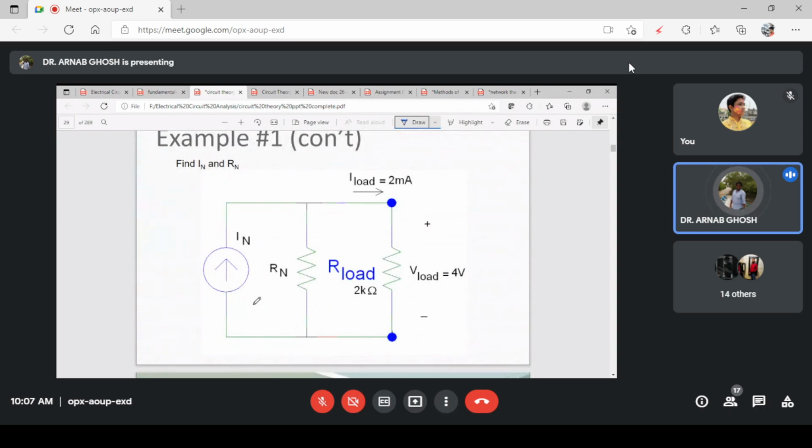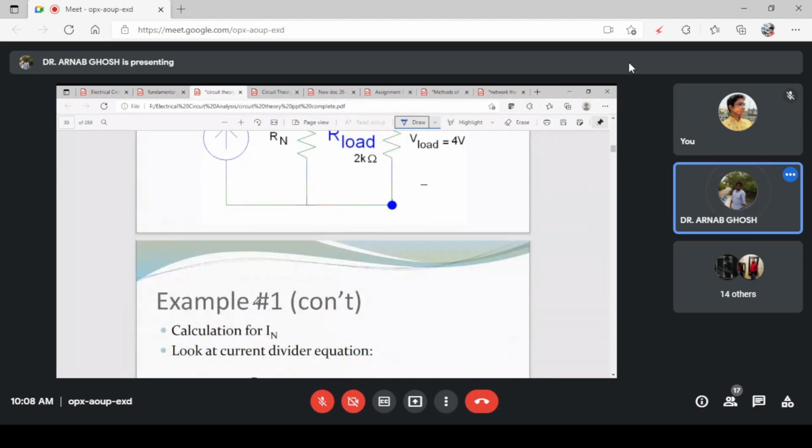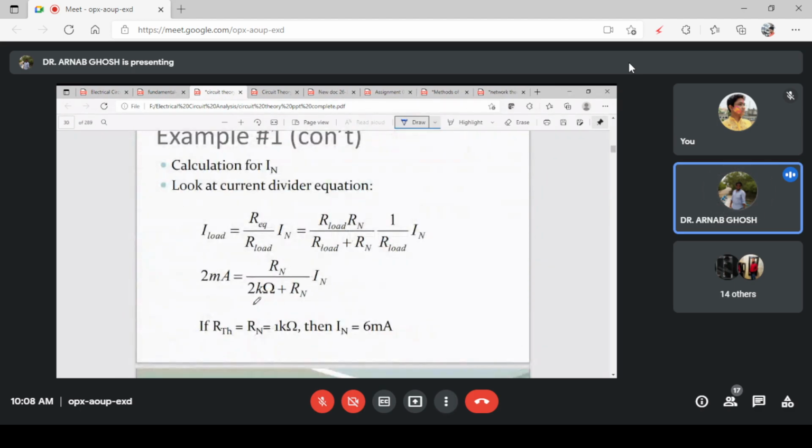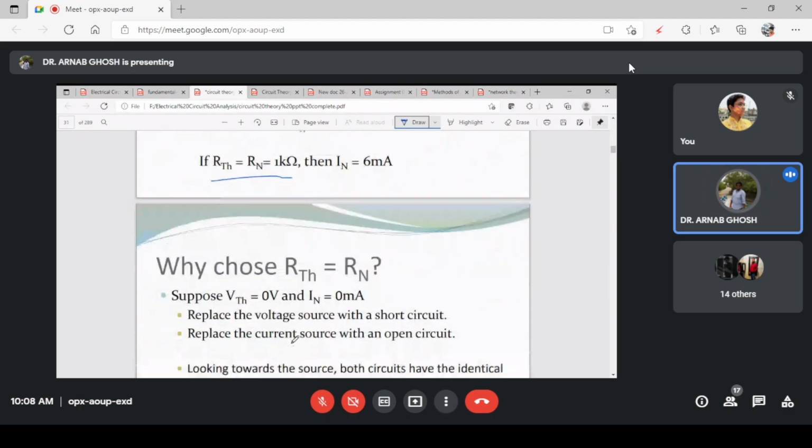So what is IN and RN? If this R load is the same, and you are calculating the load current as 2 milliampere, what we have to calculate is IN and RN. How do you calculate? We will be using the current divider equation. You are given the load current, your RN is known, the R load is 2 kilo ohm, RN plus R load into IN. If you calculate this, you see RTH is equal to RN, 1 kilo ohm, and IN is equal to 6 milliampere.